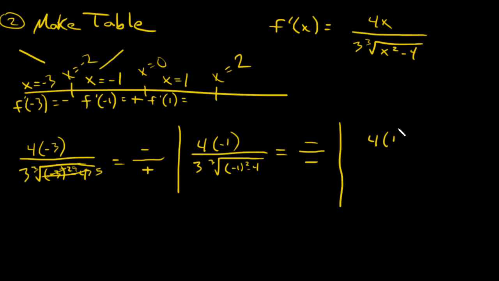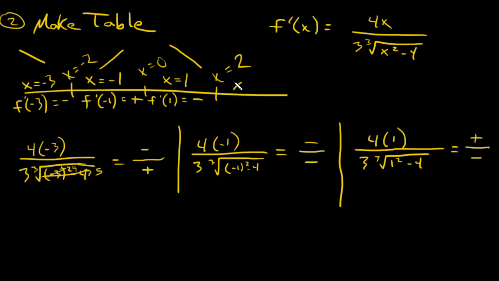4 times +1, and then it's going to be down on the bottom, 3 cube root of +1 squared minus 4. Well, I'm still going to get a negative on the bottom, right? Because +1 squared and -1 squared give me the same value, so it's going to be negative on the bottom, but the top is going to be positive. Positive divided by negative is a negative, so this behavior is decreasing.